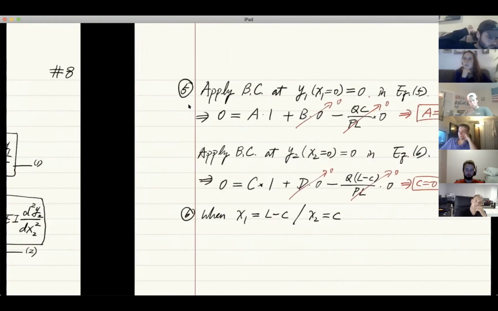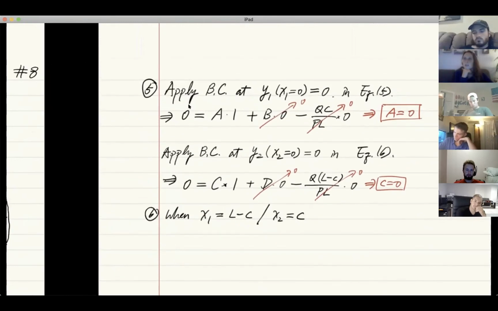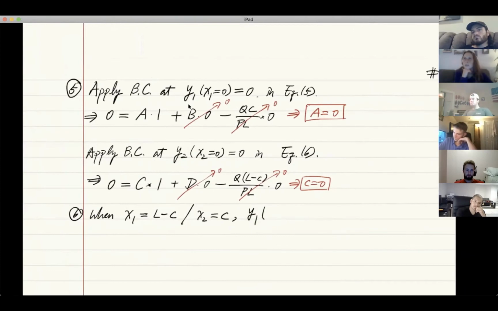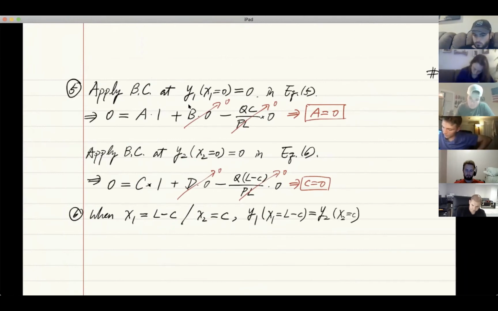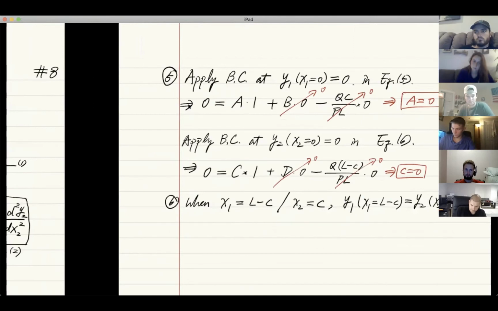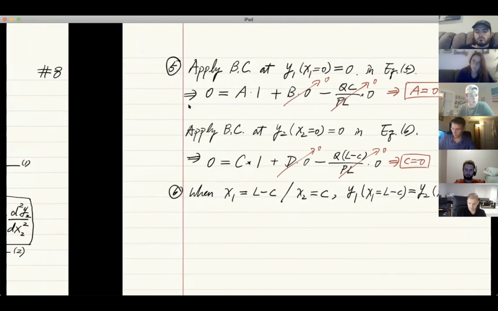So we come back here, and we're going to use the same condition. That means if this is the case, the deflection must be the same. That means y1 when x1 equals L minus C must be y2 when x2 equals C. That's basically what I'm saying. So what we're going to do is just plug everything in to form this deflection. We'll plug this one in here, and we'll finish probably another step, then we can call it a day.